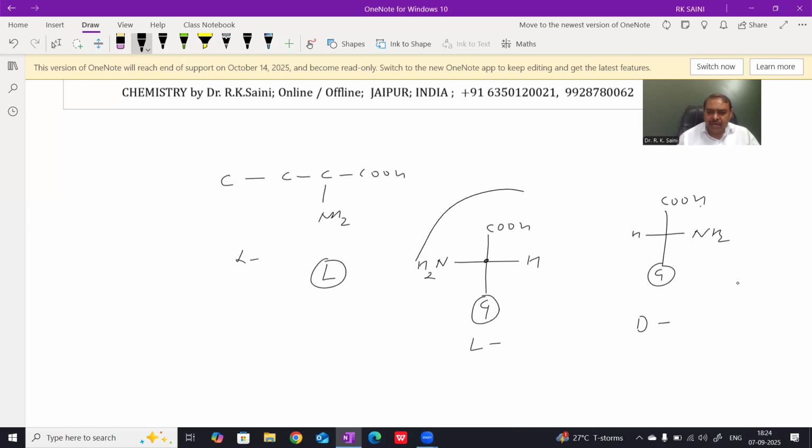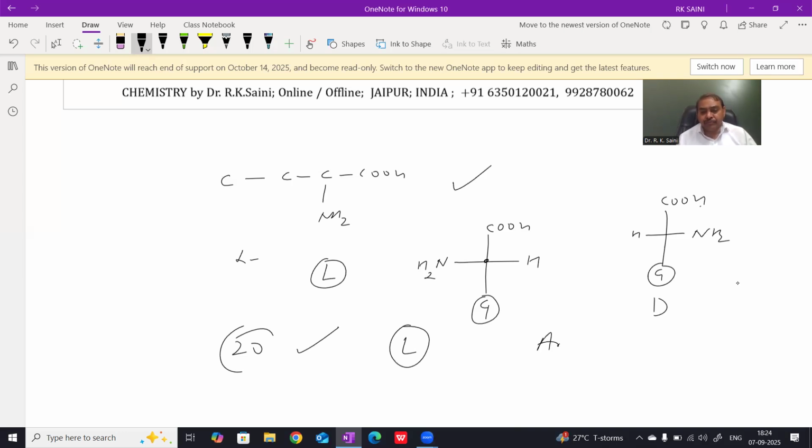Most of the proteins are formed by L amino acids, or we can say proteins give L amino acids on their hydrolysis. However, some D amino acids are also known naturally. A total of 20 amino acids are naturally occurring, in which most are L amino acids, but some D amino acids are also known.